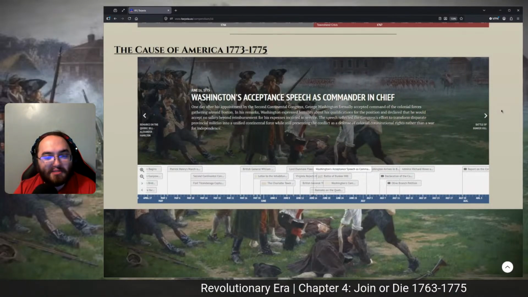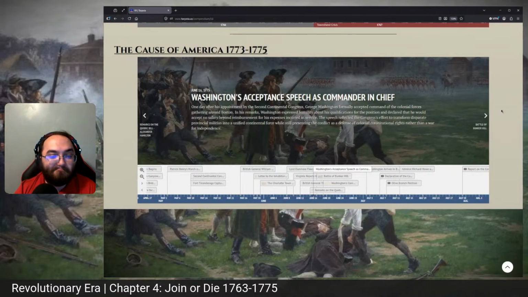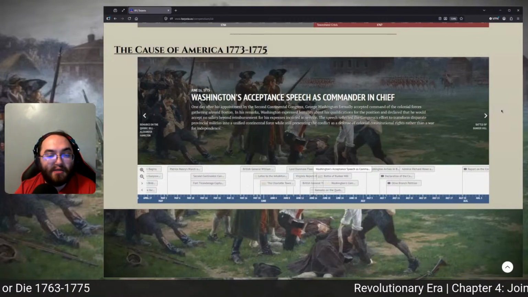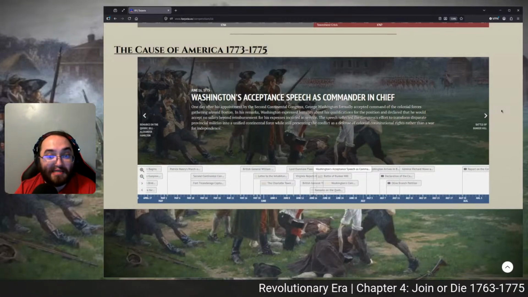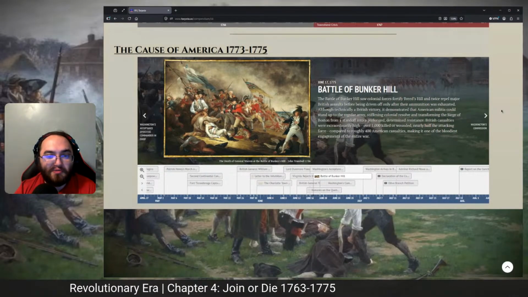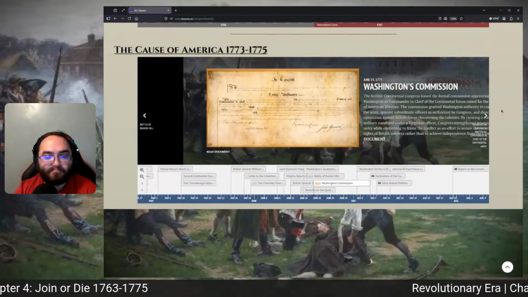Washington's acceptance speech as commander-in-chief. So, on June 15th, Washington is elected as commander-in-chief. On June 16th, he gives his acceptance speech. And then you have the Battle of Bunker Hill, June 14th, 1775. This is during the siege of Boston.